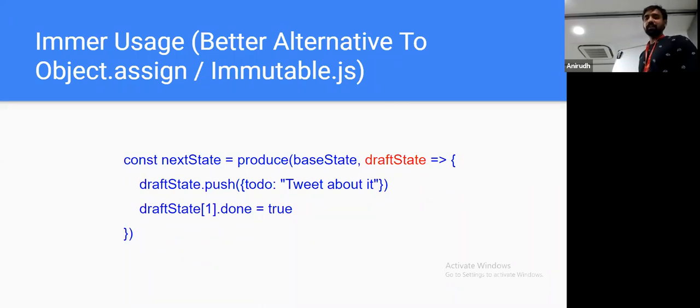So it's very concise to see. If you had used Object.assign, your code would look messed up, right? Even in the case of the spread operator, it doesn't look good. So you can just try this library. It's very good.